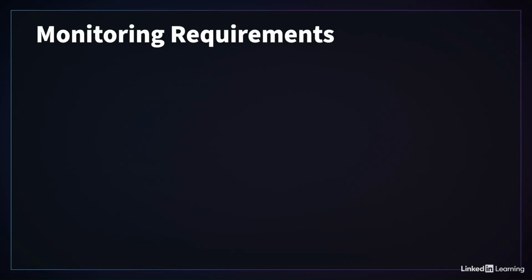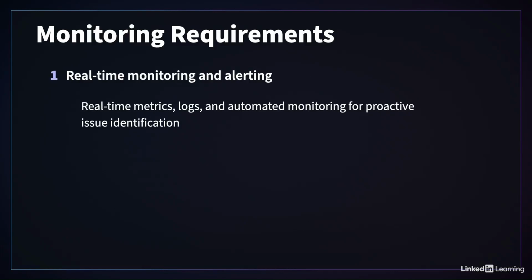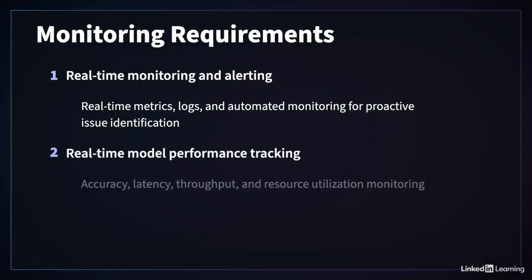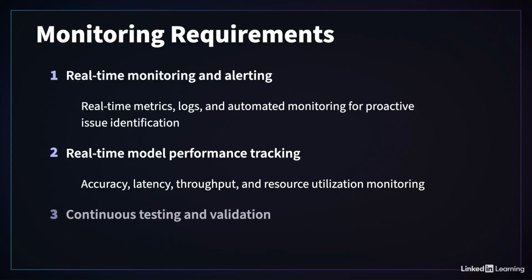They are really essential to ensure smooth operation of real-time forecasting systems. Real-time monitoring and alerting capabilities, including metrics, logs, and automated monitoring, enable proactive issue identification and resolution. Real-time model performance tracking, covering aspects like accuracy, latency, throughput, and resource utilization, helps maintain optimal system performance. And continuous testing and validation, often implemented through CI/CD.